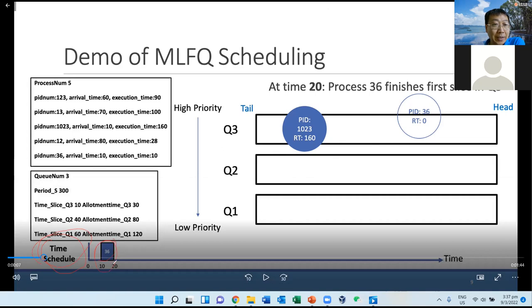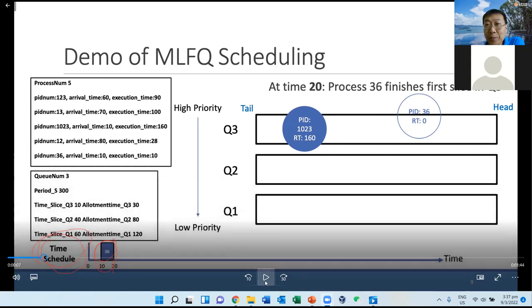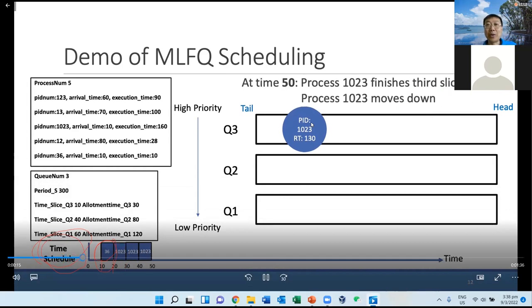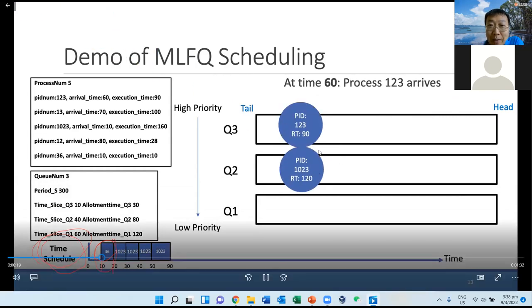So basically 36 is scheduled at 10, running time is 10, so it finishes. Because we finish, we remove 36 from the system. Then we schedule 1023 at this time because this is the only job also on the topmost queue. Here it's interesting.